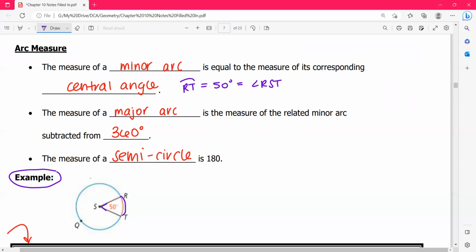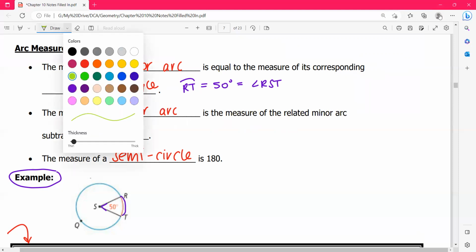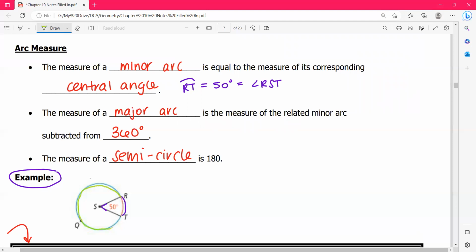Major arc is the measure of the related minor arc subtracted from 360. So if I look at the major arc here, that's going to be RQT. RQT, we know it's 360 degrees all the way around a circle, minus 50 degrees. That's going to give me the 310, right? Because this 50 is taken out. And I just want this part of the arc, because this was 50, so we subtracted it. And then we know a semicircle is always 180.